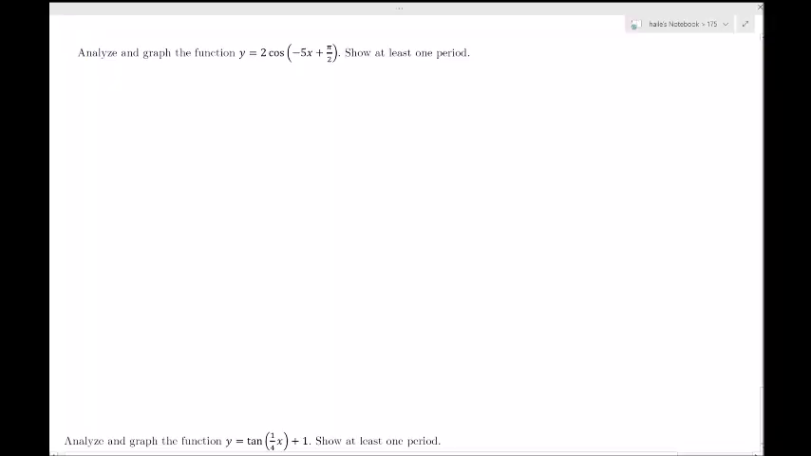In this problem, we want to analyze and graph the function y is equal to 2 times the cosine of negative 5x plus pi over 2. And in our graph, we want to show at least one period. So the first thing that I would do is factor out the negative 5 from the inside of the cosine function. So we get cosine of negative 5 times x minus pi over 10.